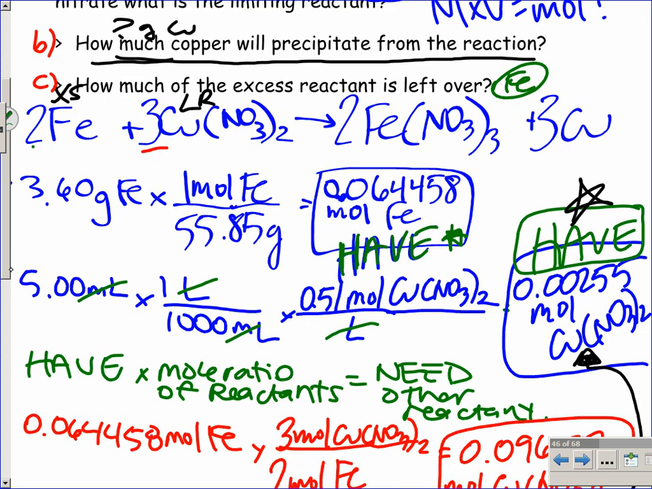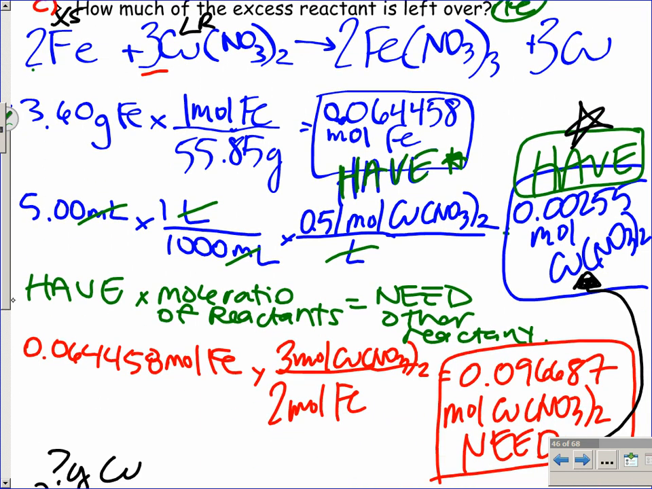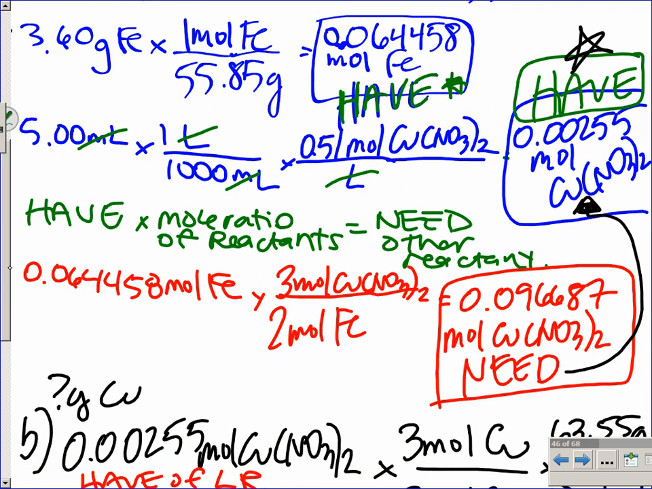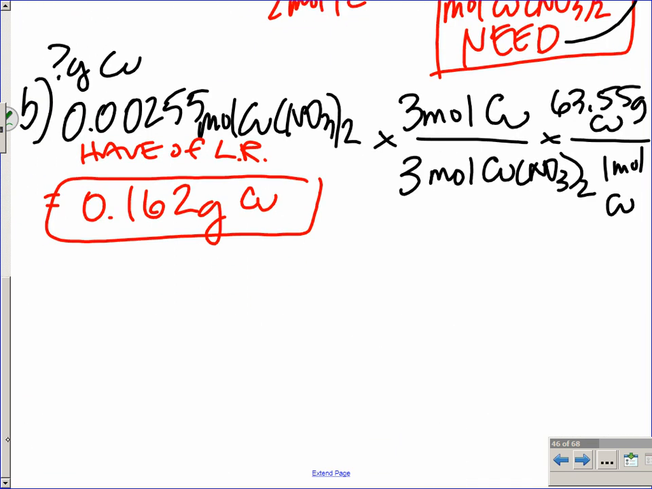So at this point, I need to say, okay, I have this much iron, but I only need a little bit of it, so I have some excess left over. But how much of it do I need? Let's see. You guys remember this number for me, okay, because I'm going to forget it by the time I scooch down here. My moles of iron, I need to figure out how much I need of it first. 0.06445.